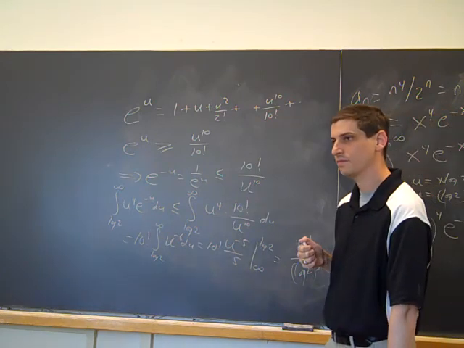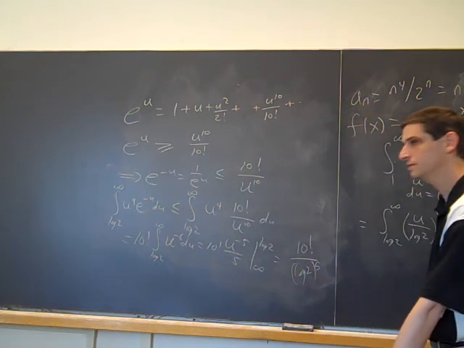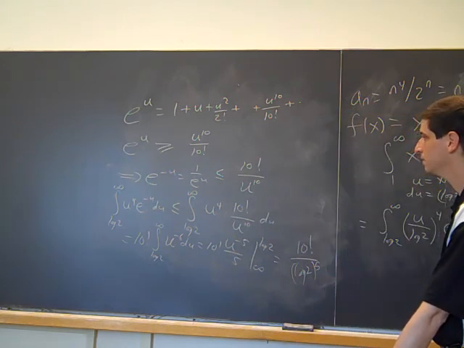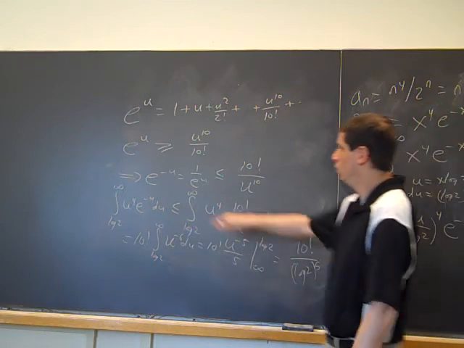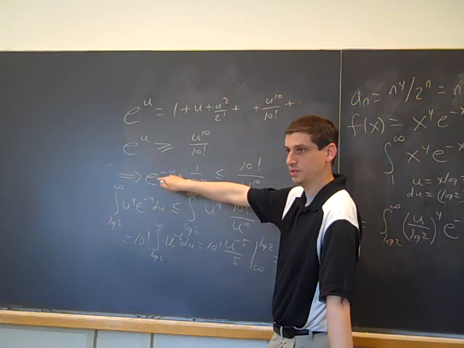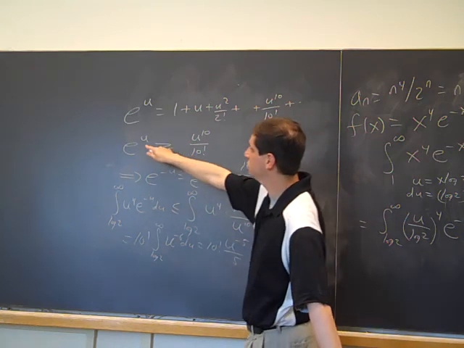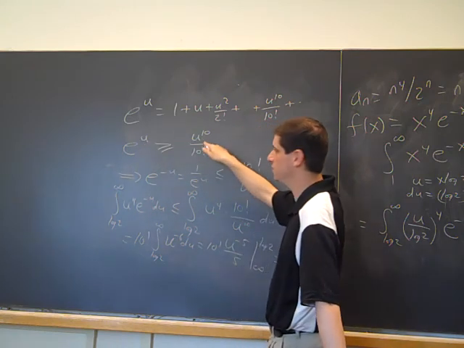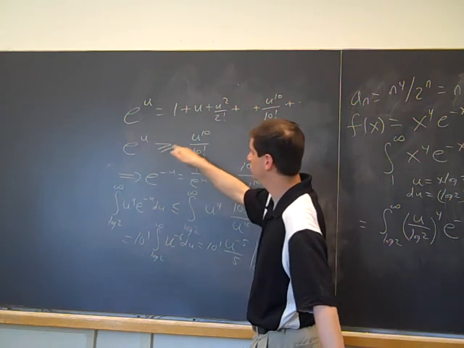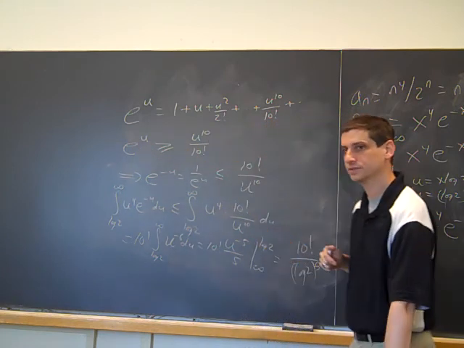Yes. I didn't quite understand that middle step with e to the negative u equals whatever, e to the u, and then you flip. Well, this is what e to the minus u is. E to the minus u is 1 over e to the u. And so I'm basically just taking 1 over both sides. If e to the u is greater than or equal to this, then 1 over e to the u is less than or equal to that. Okay.